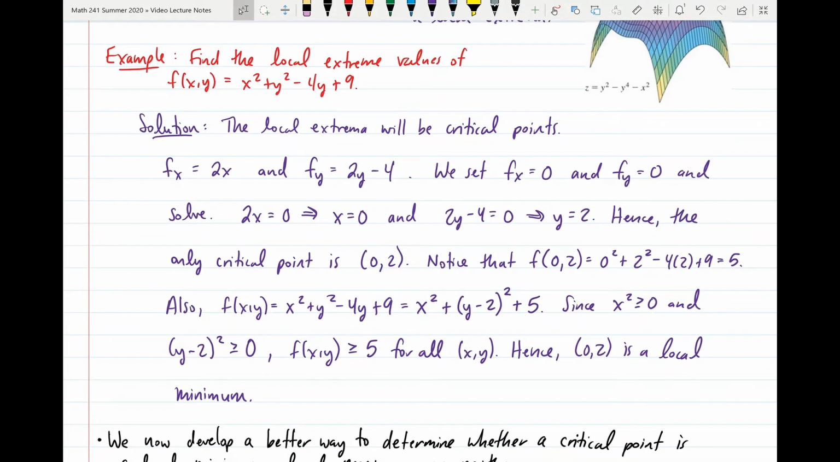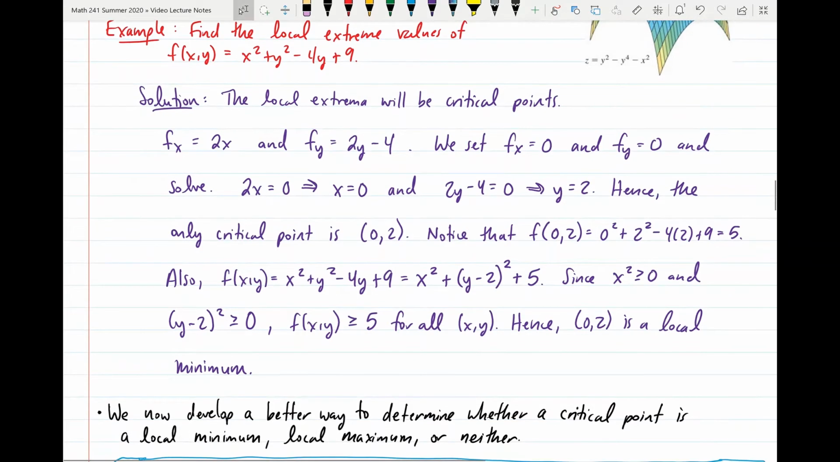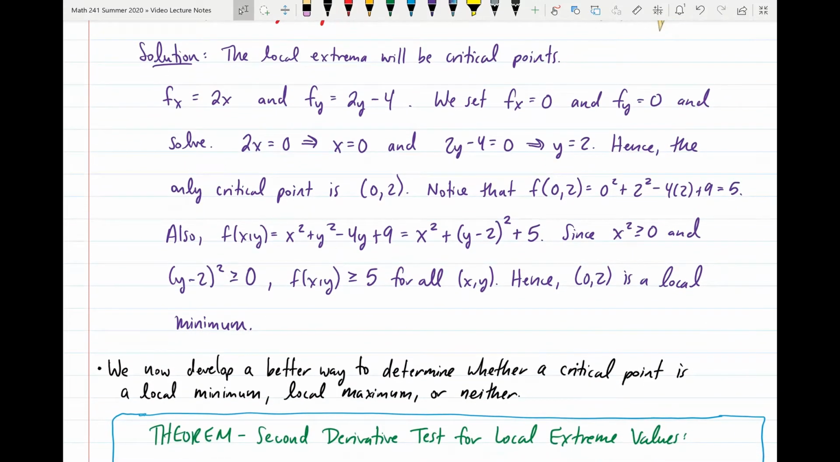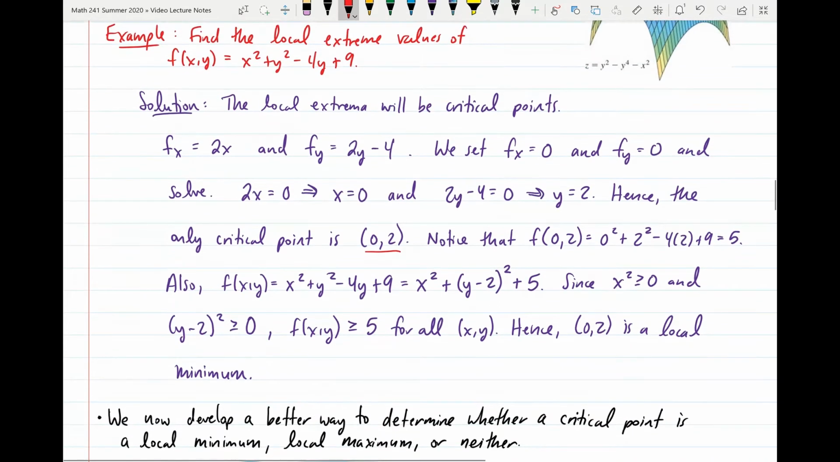And now we can set f sub x equal to 0 and f sub y equal to 0, and then solve to find our critical points. So 2x is equal to 0 implies that x is equal to 0, and 2y minus 4 is equal to 0 implies that y equals 2. And so we only have one critical point in this case, and that critical point is (0, 2).